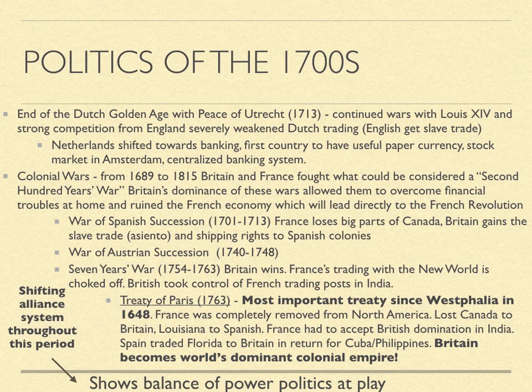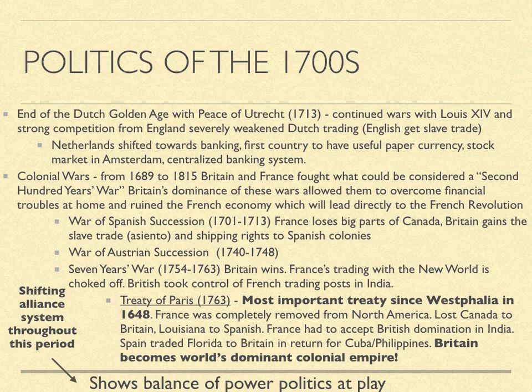The Netherlands are going to shift their economy more towards banking. As they lose control of trading and trade networks around the world, they're the first country to have a useful paper currency. They're going to have a stock market in Amsterdam. And their central banking system is going to be the most advanced in Europe for quite some time. All right.